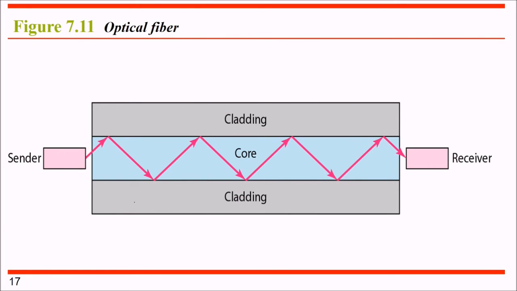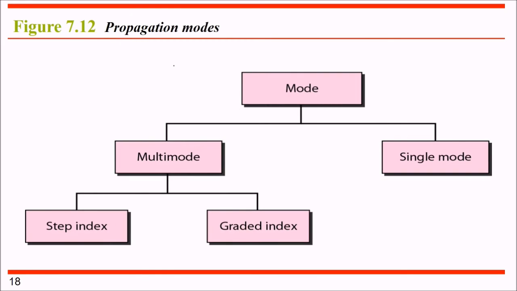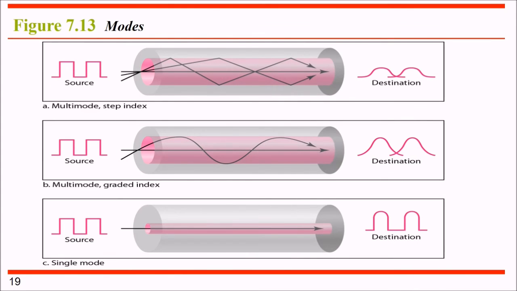So in fiber optics, the same thing happens. The sender sends the signals. These are the light signals. So it moves, it will be totally reflected, and with that phenomenon, this is the core. This is the core glass, and it reaches the receiver. And these are the claddings. The propagation modes in this are multi-mode, which can have step index and graded index. You can also have single mode. These are the modes which we are talking about.